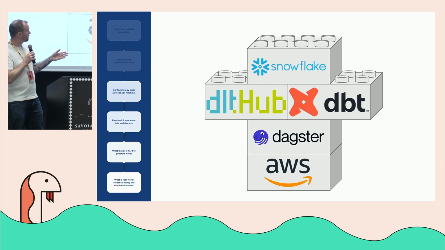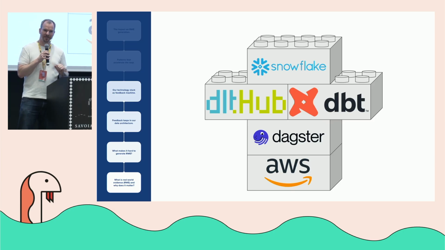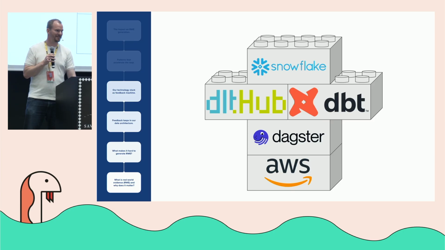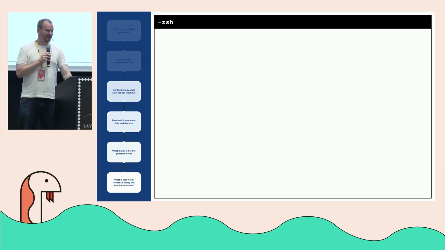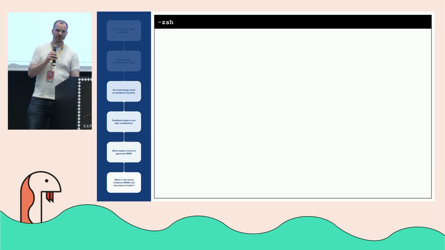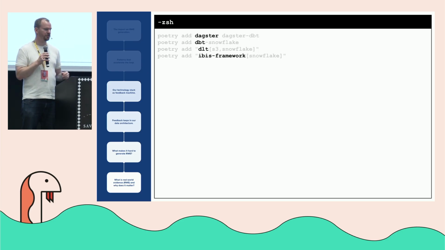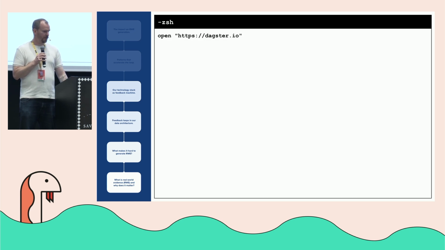And by the way, this is the motivation why I give all those Lego sets, because I'm incredibly proud of those Lego brick animations. Okay, so let's build up a data pipeline and start a terminal. The first thing we do is use Poetry to add all the dependencies. So we use Poetry to add Dagster, dbt, DLT, and the Ibis framework. Then let's have a look at Dagster.